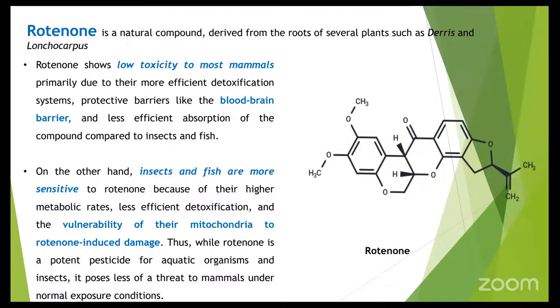That is what about neem. So the other compound is rotenone. It's a natural compound that is derived from the roots of several plants such as Derris and Lonchocarpus. So rotenone occurs in certain leguminous plants.